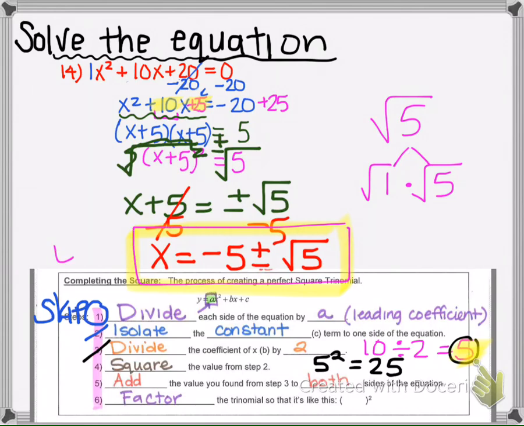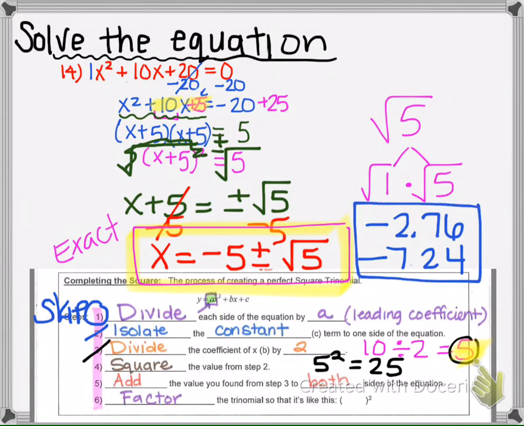So this is called the exact solution. And then if you go ahead and put it in your calculator, make sure that you get negative 2.76 and negative 7.24. So those are approximate answers to the nearest hundredth.